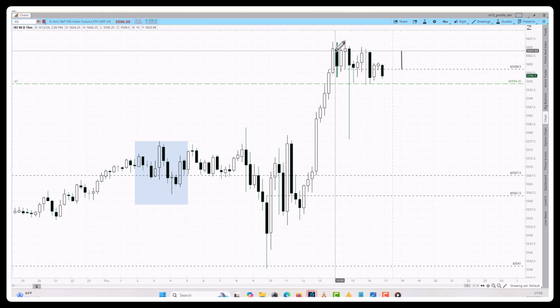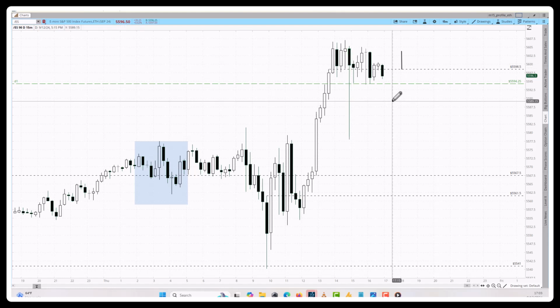That's the trick right there. We got kicked out, because the range is too big.